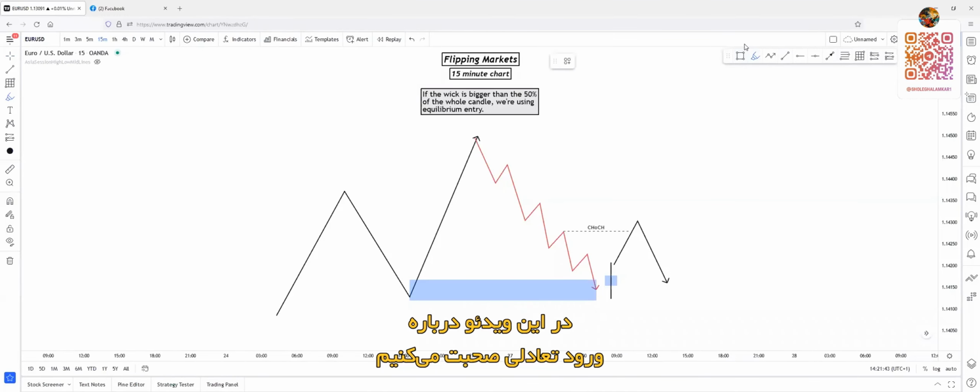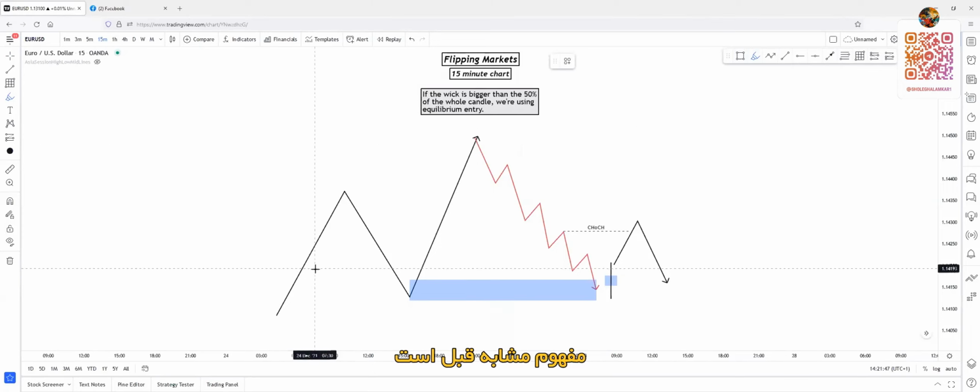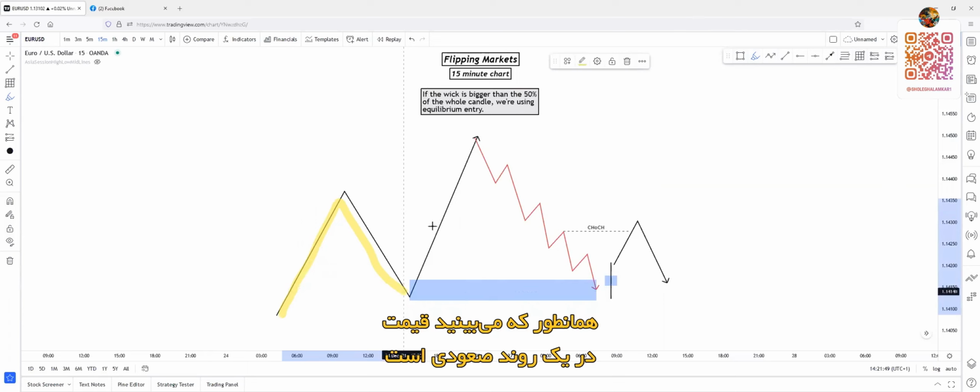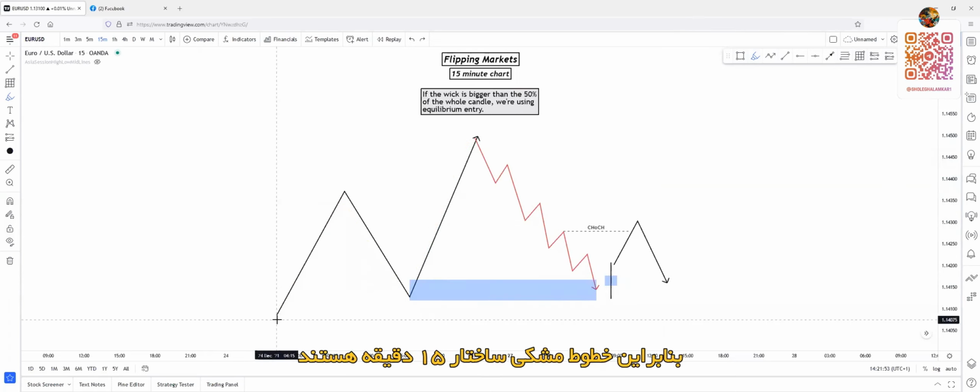We will talk about the equilibrium entry, aka the 50% entry. Okay, the concept is the same. As you can see, price is moving in an uptrend here, creating a series of higher highs and higher lows on the 15-minute chart. So the black line is the 15-minute structure.